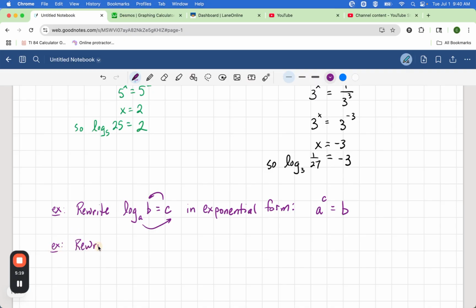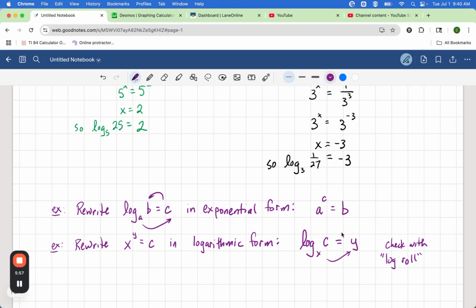So what if I had to go the other way? Rewrite x to the y equals c in logarithmic form. I know the base is x, so I put x there. And remember, when I roll it, the y has to be on the other side to get x to the y, so then c is that number right there. Hey, you could check it. Check with the log roll. Okay, x to the y equals c.